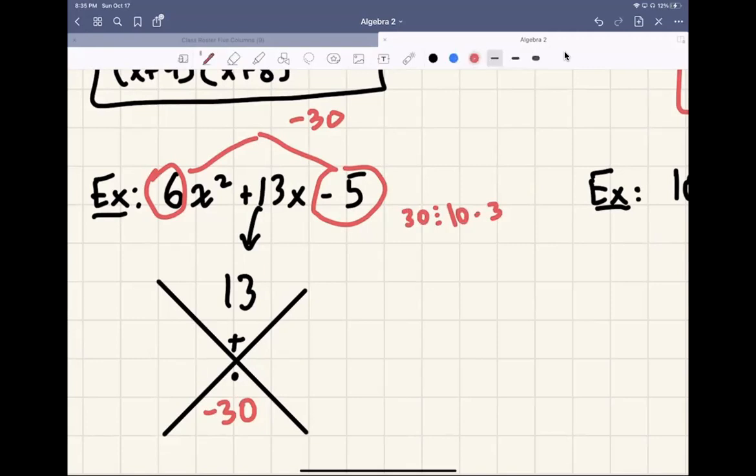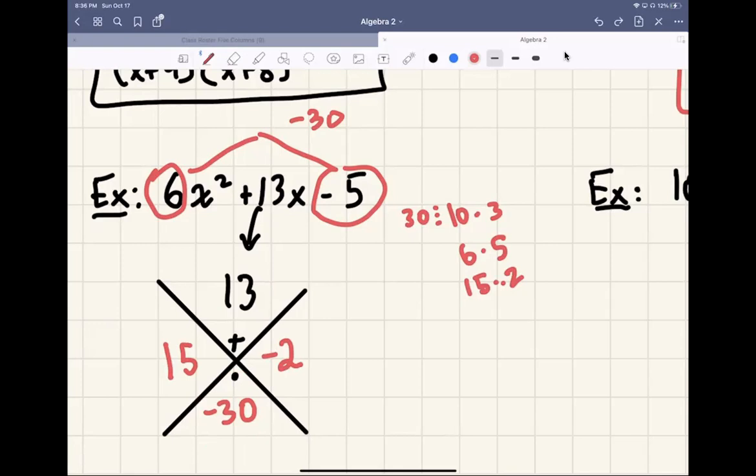Let's try 6 times 5 and then 15 times 2. Let's try positive 15 times negative 2. 15 times negative 2 is negative 30, and 15 plus negative 2 is positive 13. So that's going to be our answer, quote unquote.